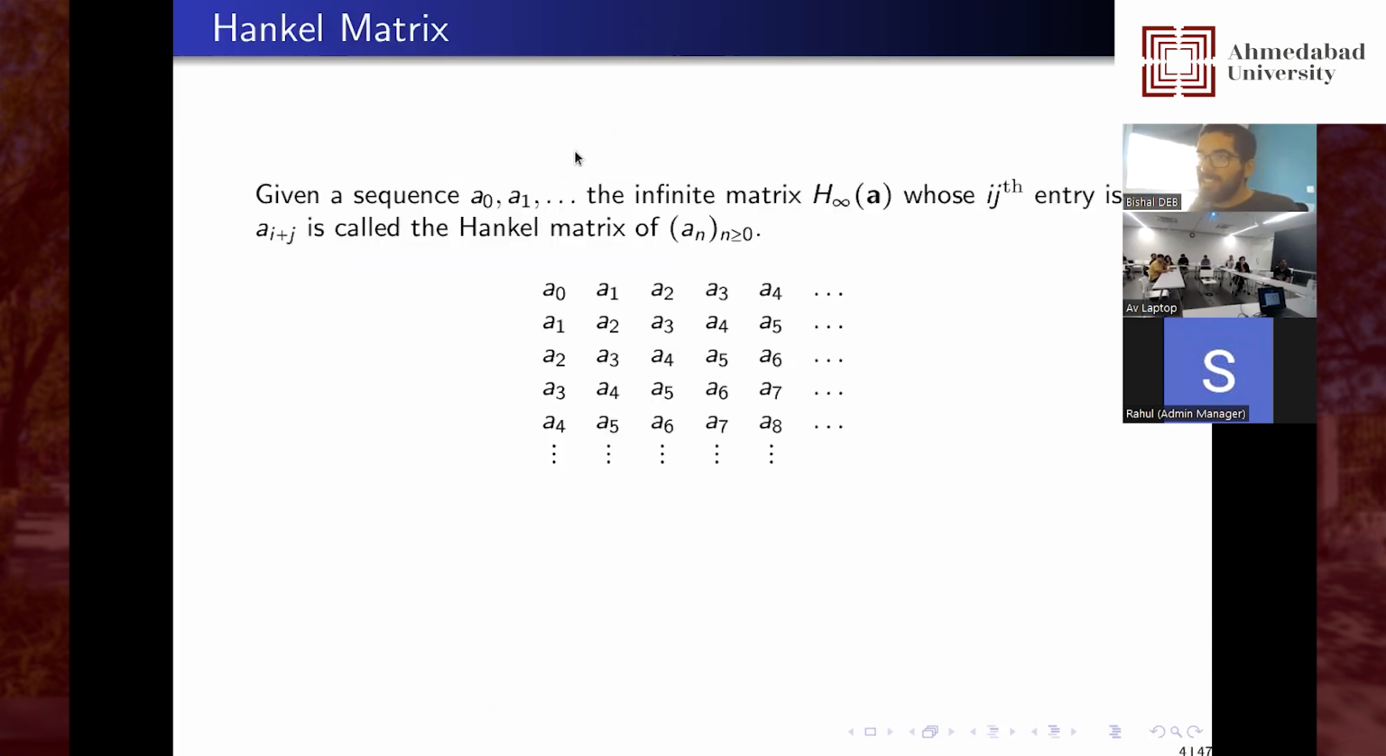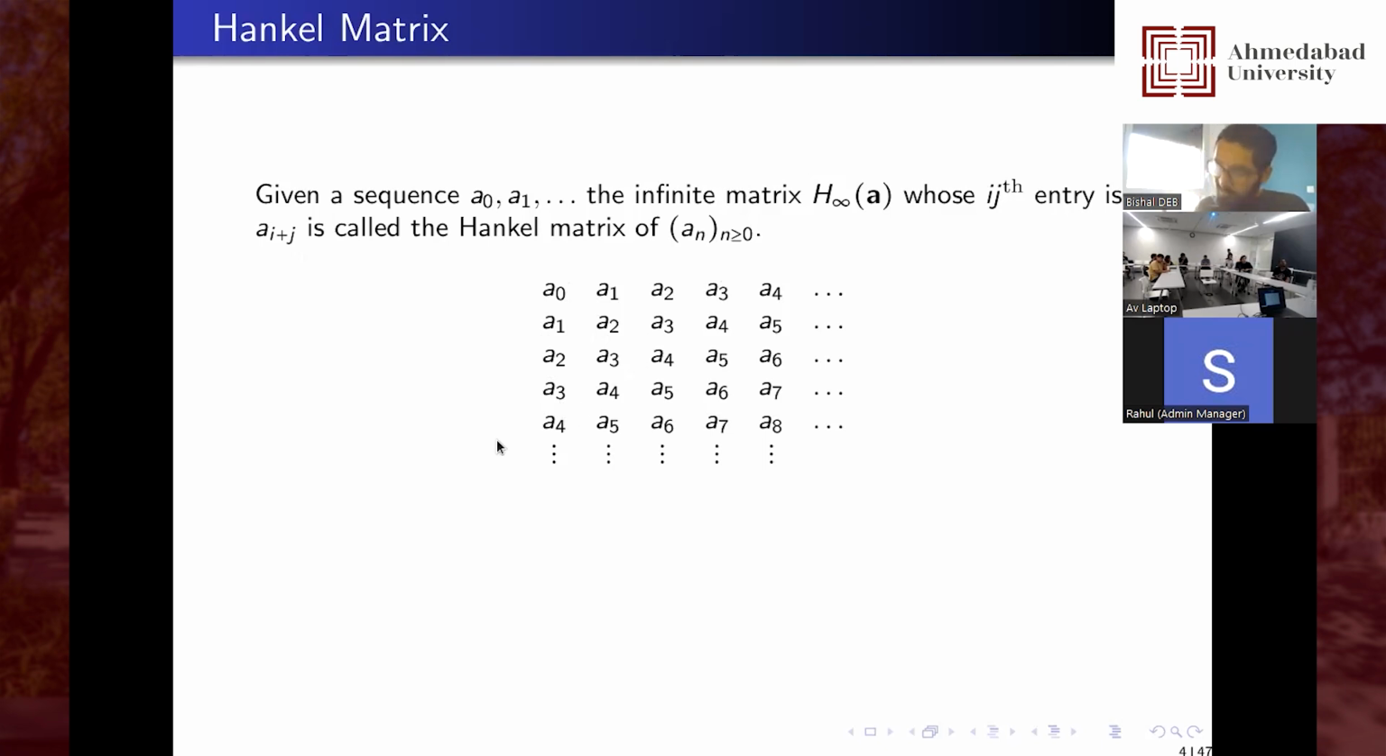So let me now talk about Hankel matrices. Given a sequence a0, a1, etc., a sequence of real numbers, you can construct this infinite matrix. The rows and columns, the indexing starts at 0. The entry at row i and column j is a sub i plus j. For example, here the corner is a0, and then you have a1, a1, then a2, a2, a2, then a3, a3, a3, a3, and so on.